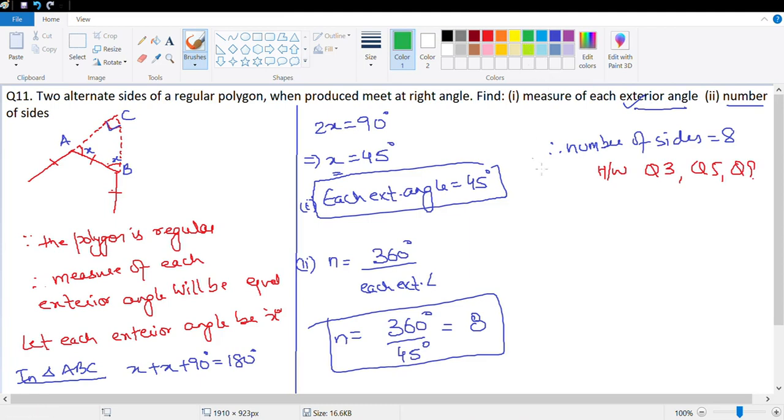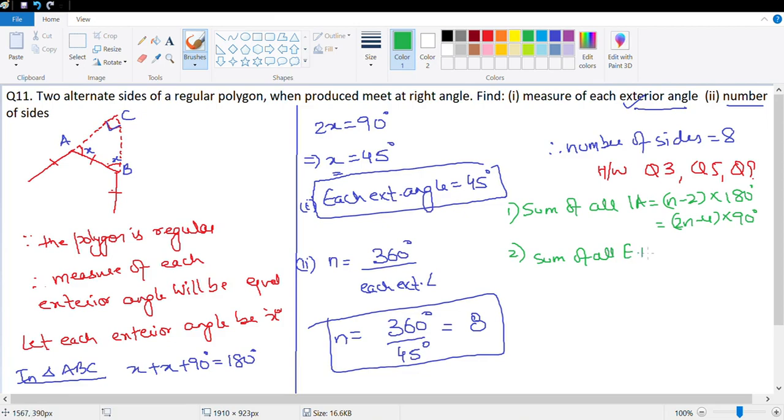Before I leave, let's just highlight and let's just revise the formula that we have. Sum of all interior angle is equal to n minus 2 into 180 degree. Some people also write this as 2n minus 4 into 90 degree. This is for any polygon. Next was sum of all exterior angle is equal to 360 degree. Whatever kind of polygon, this is for angles taken in exterior angle taken in order.